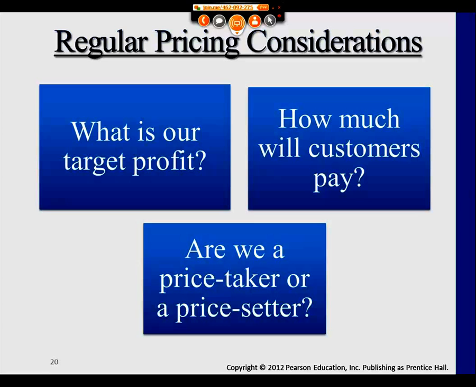Okay. And then the third question: we have price setters and we have price takers. And we need to identify, is the company that we are managers of a price taker or a price setter? And that will explain how we need to price that product.